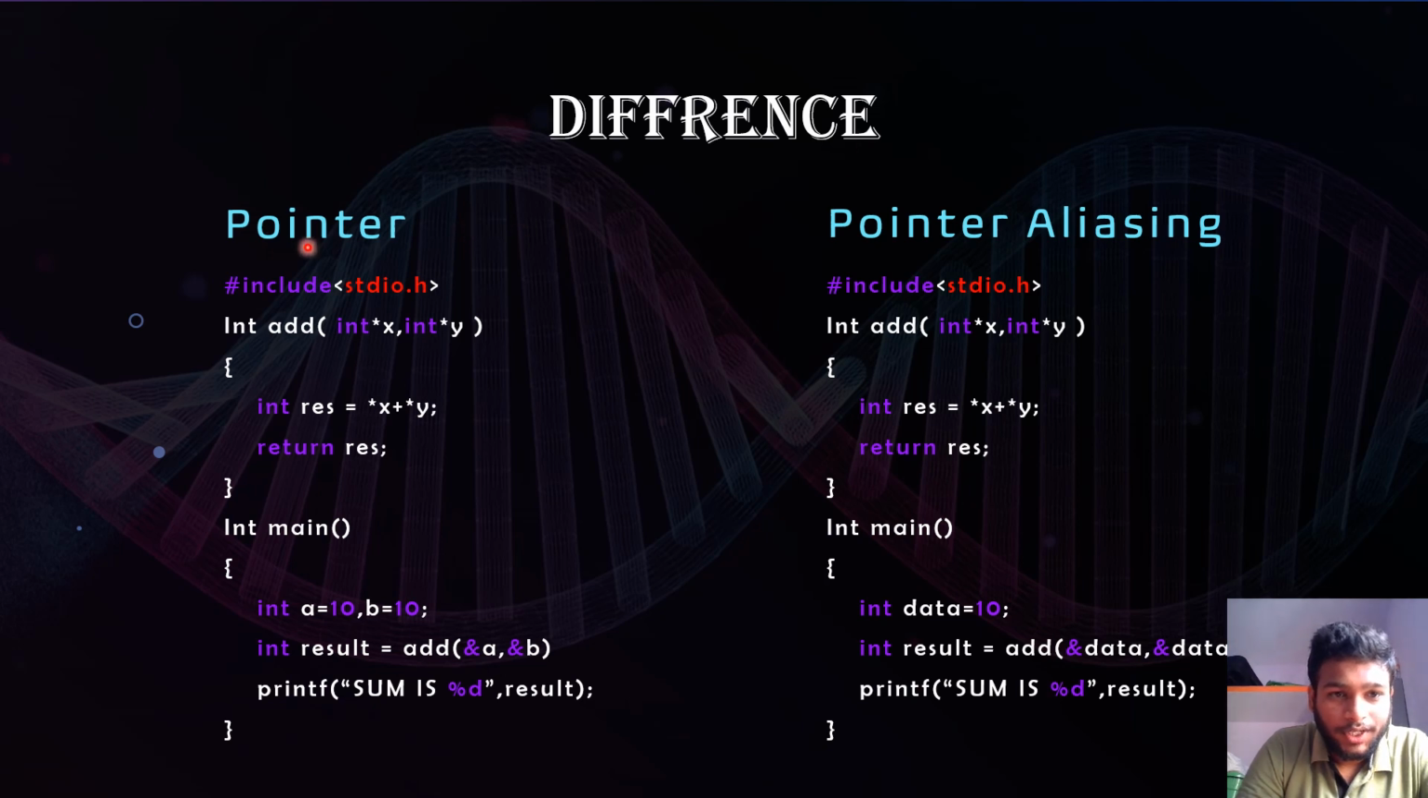Let us see the difference between pointer and pointer aliasing. We are taking both the same programs which I took previously. In the main method, with pointers, we are passing two different addresses, the address of A and the address of B, for the function call. But in pointer aliasing, we are passing a single address, the address of the data, for both the parameters. All the functions will be the same in the program. The main difference is in passing the parameters, that is, passing the address. Both outputs will be the same, that is, sum is 20, which we have seen previously.